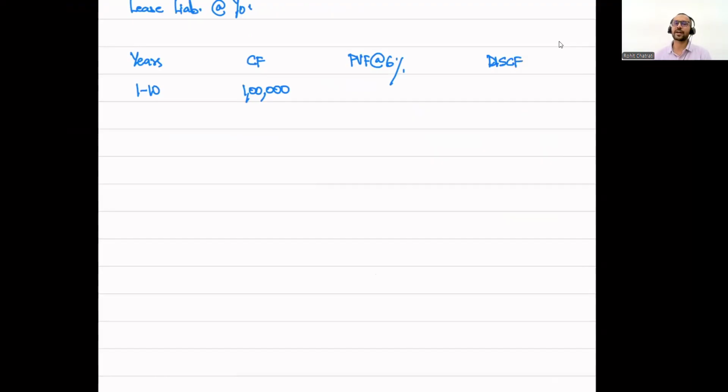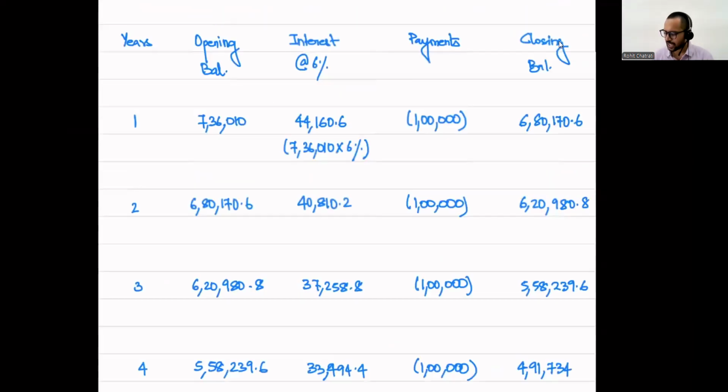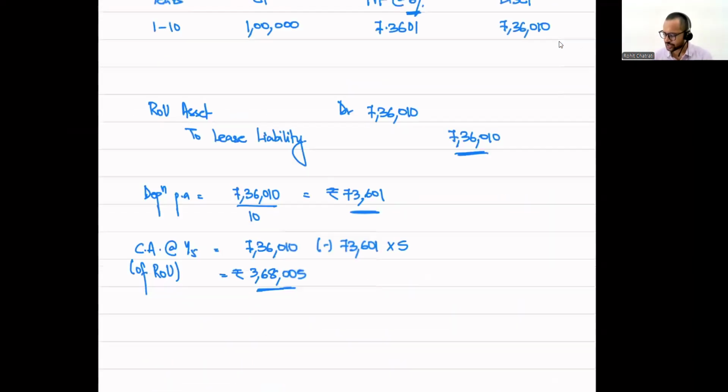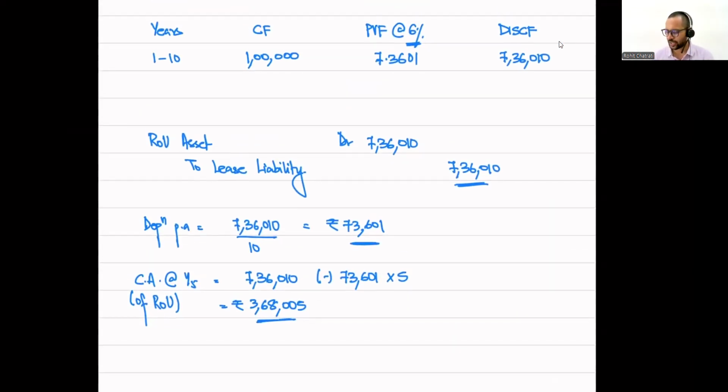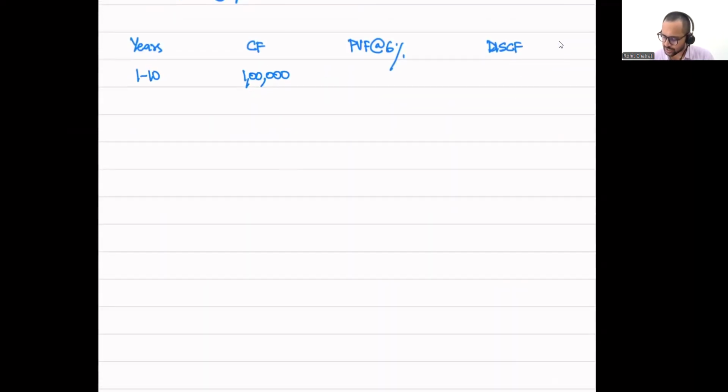The present value factor at 6%, we actually calculated this value in the previous illustration as well. I'm just quickly taking it from there. So in illustration 36, we calculated the present value at 6% as 7.3601. So we are going to have the same 7.3601 over here as well. So the discounted cash flow would be 7,36,010 rupees.